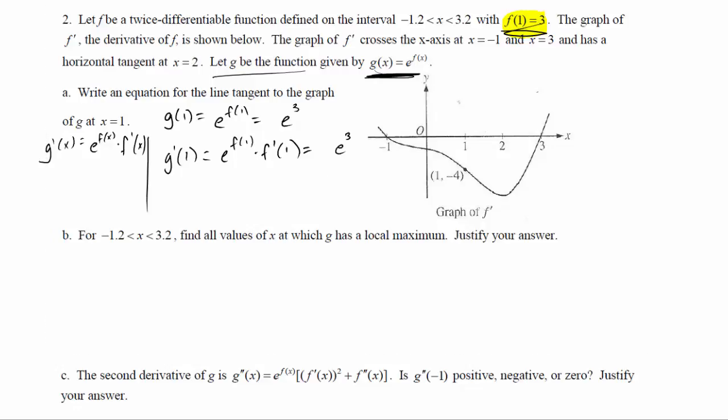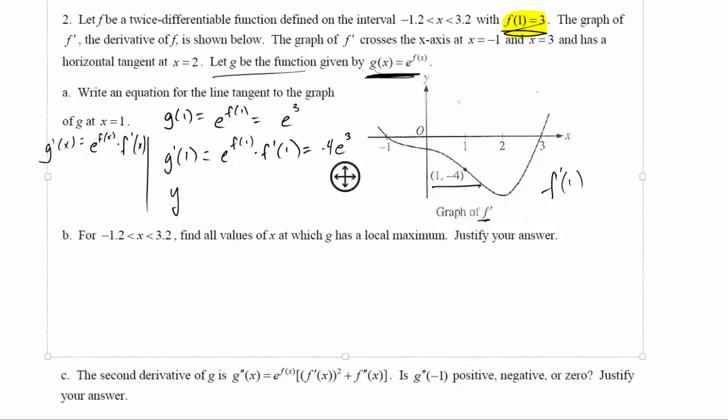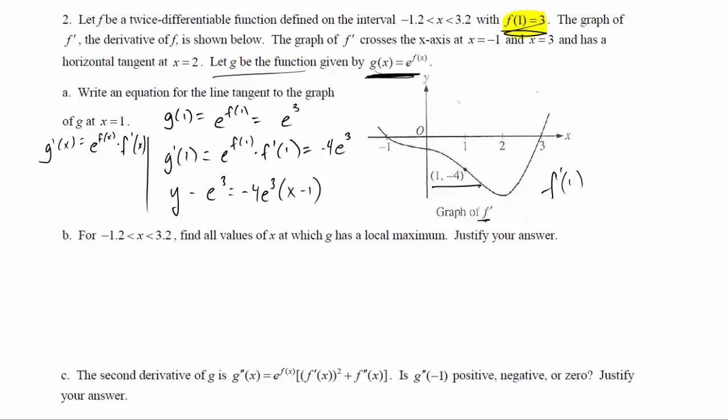But f prime of 1, so what I have to do is go to the graph of f prime, this is the graph of f prime, and I need to find f prime of 1. Well, f prime of 1 is right there, it's -4. So then multiply the answer by -4. So finally the equation of the line would be y minus y1, which is e cubed, equals slope -4e cubed times x minus 1. And that is all.